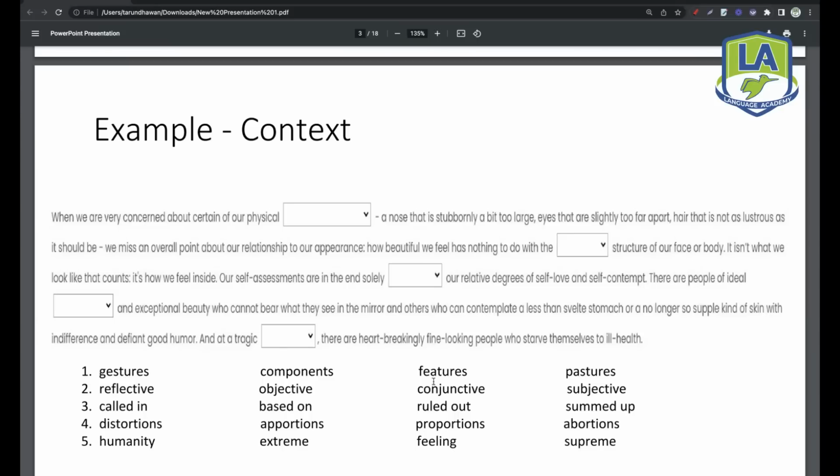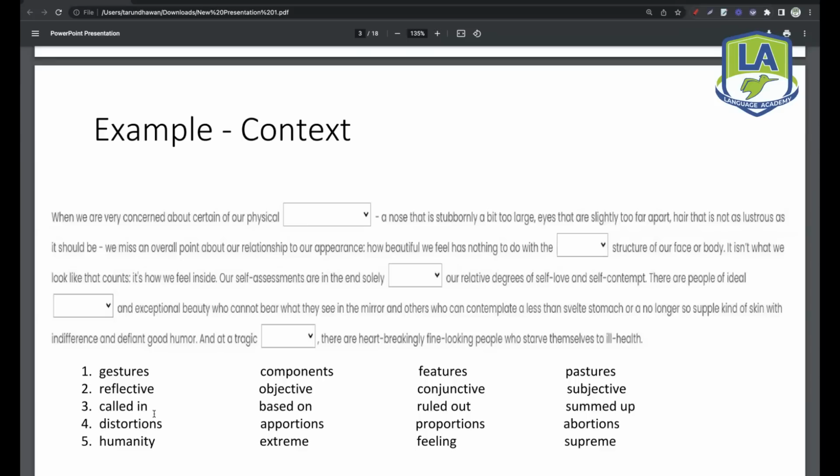How do we know which aspect the context is about? But when we read ahead, they say they were talking about nose, eyes, hair. That means we were talking about the physical features, because these are the features of the human body. Going ahead, "How beautiful we feel has nothing to do with the dash structure of our body or face." So here we have options: reflective structure, objective, conjunctive, or subjective.